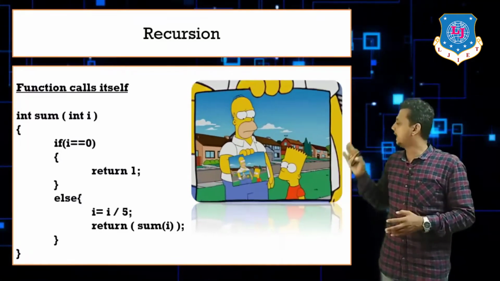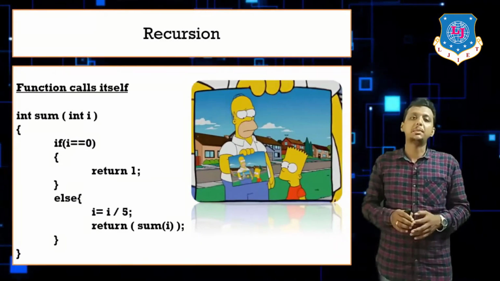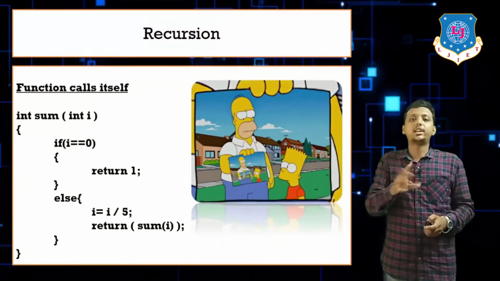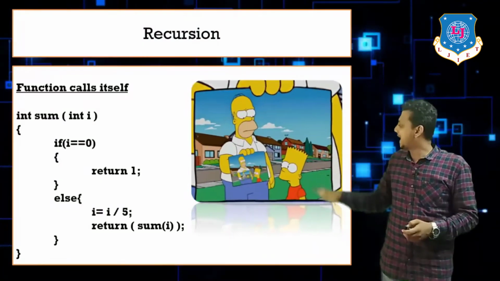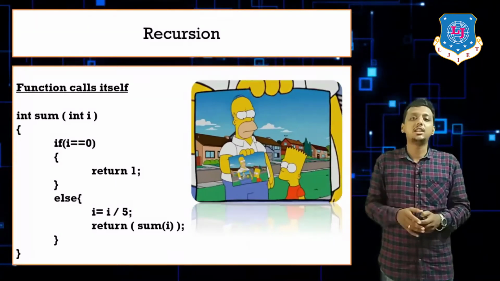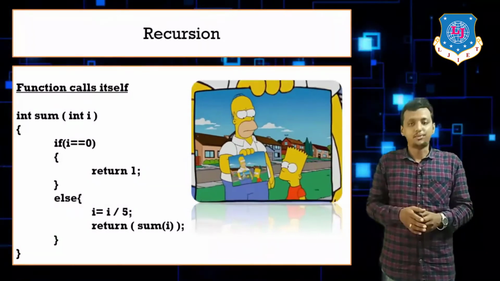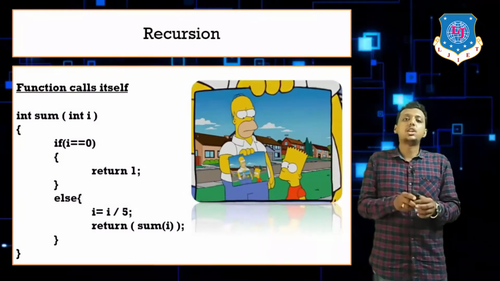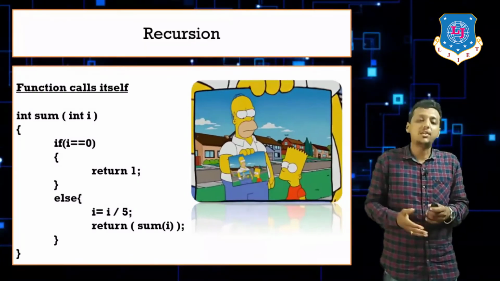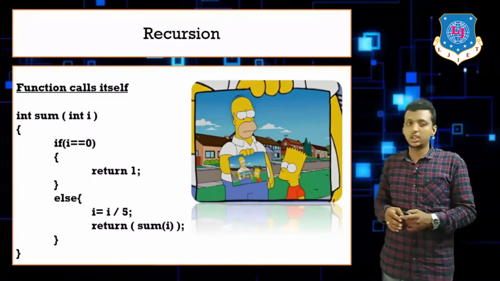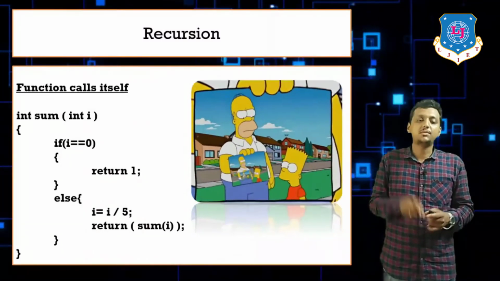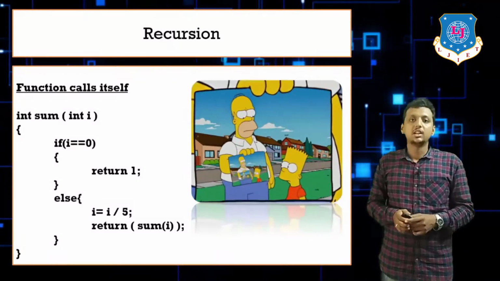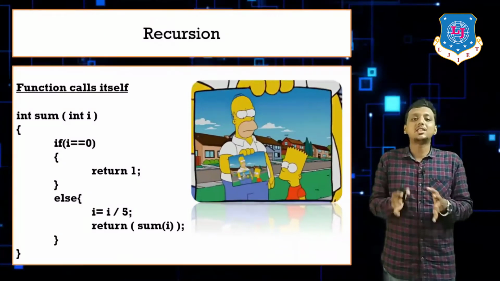So here I have one little bit basic example of a function. I took a function like integer sum. It has one parameter, integer I. Then if I is equal to 0, it returns 1. And then in the else part, it returns sum of I divided by 5. So students, if you pass any value in this function, it will stop the recursive calling once it gets 0 value. Okay, so such like this the recursion works.